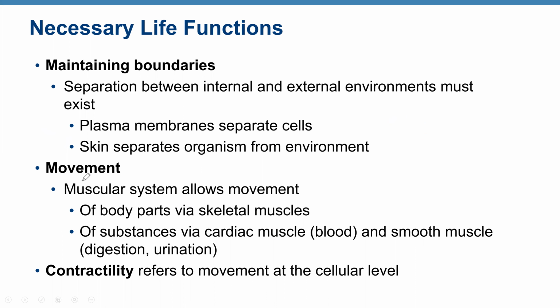Movement. For example, the muscular system allows movement of body parts via skeletal muscles, or moves substances via cardiac muscles. For example, you move blood because the cardiac muscles of the heart contract and pump the blood. When smooth muscle contracts, you move chyme, that is your food, or urine, for example, through your digestive tract or urinary tract.